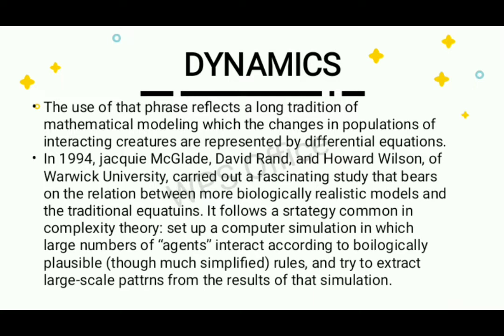In 1994, Jackie McLeod, David Rand, and Howard Wilson of Warwick University carried out a fascinating study that bears on the relation between more biologically realistic models and the traditional equations. It follows a strategy common in complexity theory. Set up a computer simulation in which large numbers of agents interact according to biologically plausible, though much simplified, rules, and try to extract large-scale patterns from the results of that simulation. In this case, the simulation was carried out by means of a cellular automaton, which you can think of as a kind of mathematical computer game.